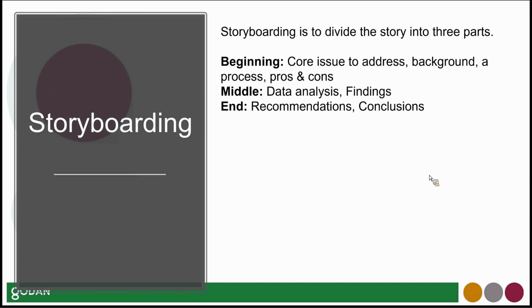Before even writing it, we have the beginning: the core issues to address, the background of the problem, if there is a problem or a certain situation, and the pros and cons related to that particular issue. Then in the middle, you have the analysis and the findings, the evidence for whatever issues you are discussing. And then at the end, you have the recommendation, then the conclusion to that particular issue that you want to address.